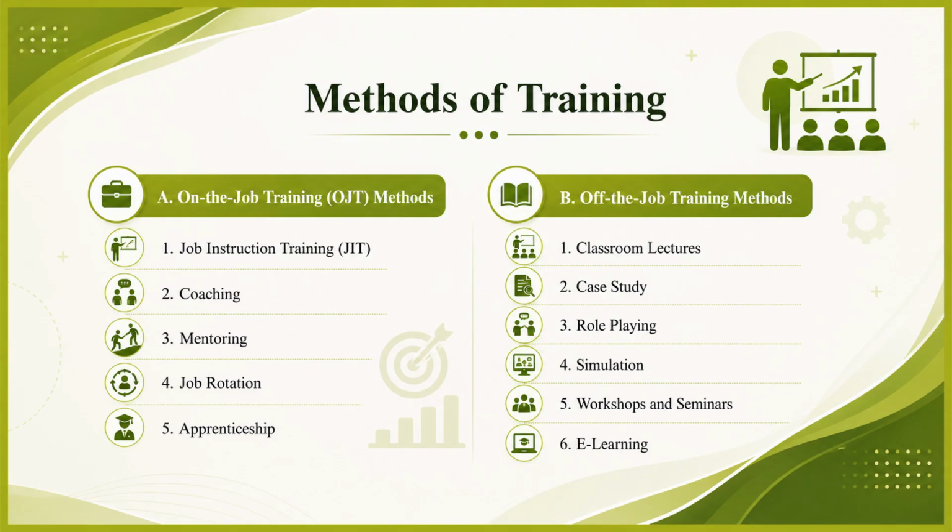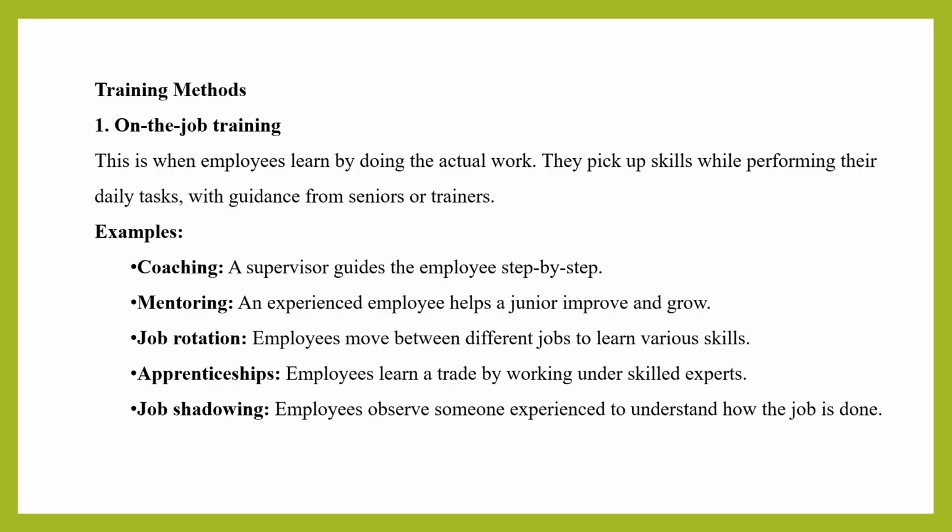Now let's focus on methods of training. Methods of training are categorized on two bases. The first one is on the job training and the second one is off the job training. So let's see them one by one. Let's first understand the on the job training method. This is when employees learn by doing the actual work. They pick up the skills while performing their daily tasks with the guidance from seniors or a trainer.